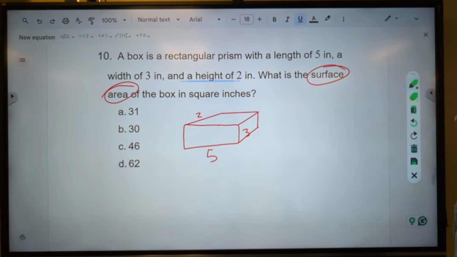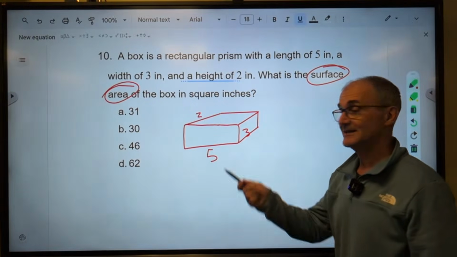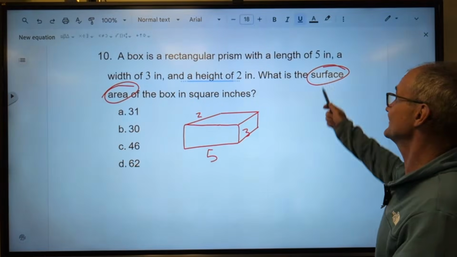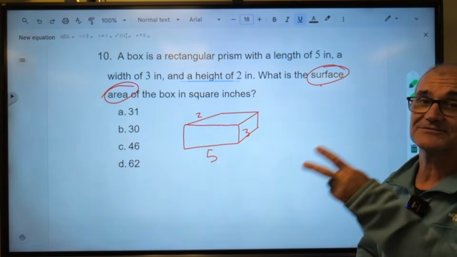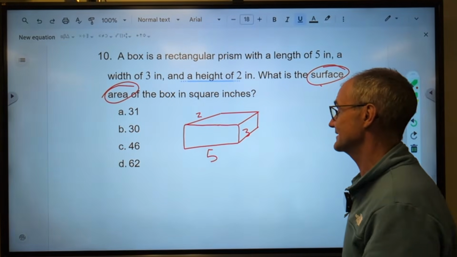Be pretty easy to find the volume. The volume would be 5 times 3 times 2, 30. That answer is up there. It is a wrong answer. Easy to do if you don't read the problem carefully and identify step 2. What am I looking for? So I am looking for the surface area.